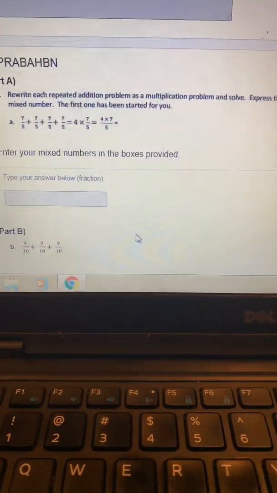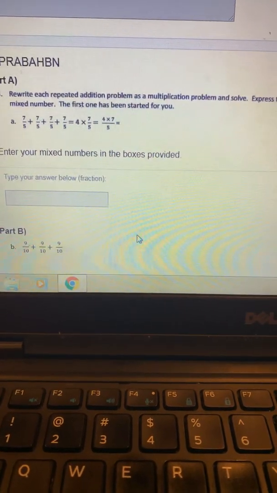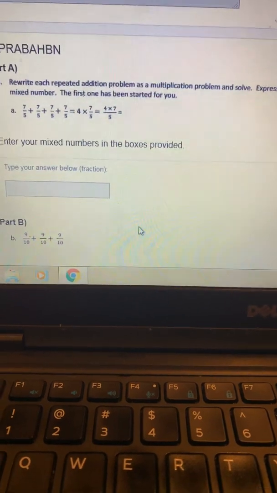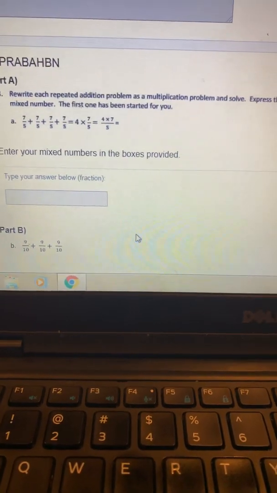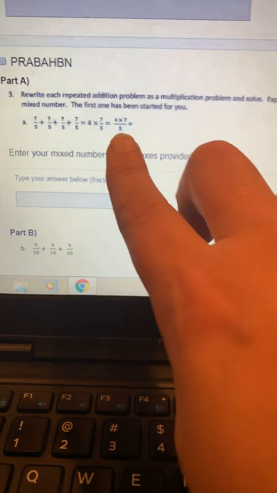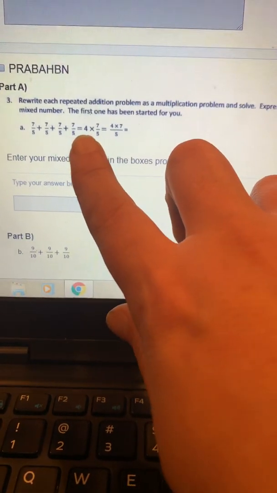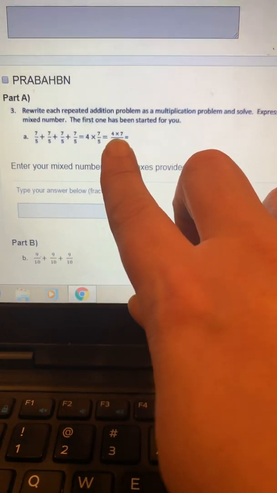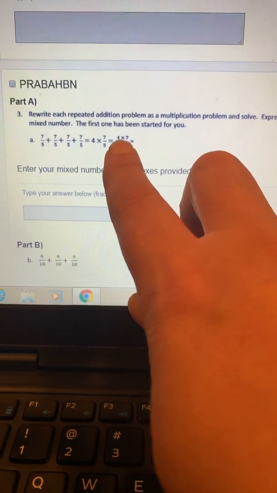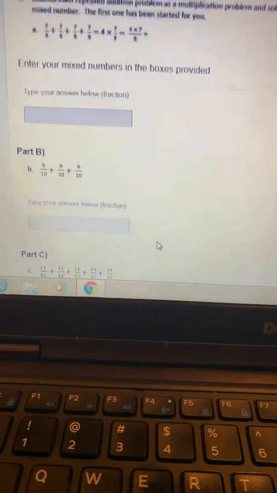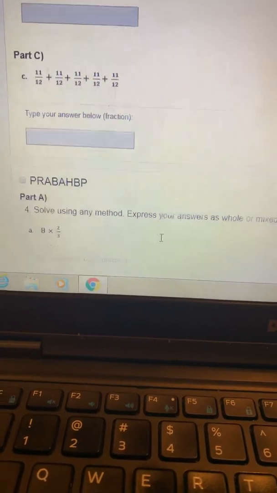Okay. And just like the video did, it's going to start building. You went from repeated addition to multiplication. Now we're adding another step. We're adding, okay, now the 4 is going to go on top of the fraction with the 7. It's going to go in the numerator. So you're going to do that for all of these problems.